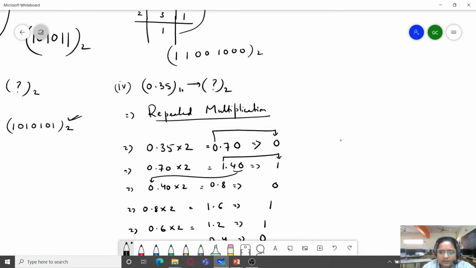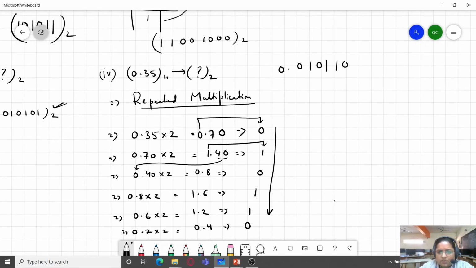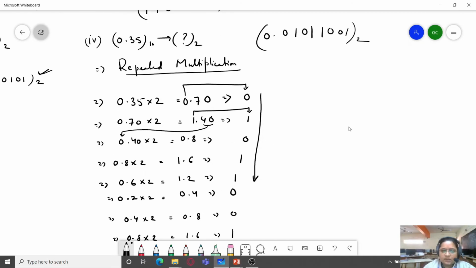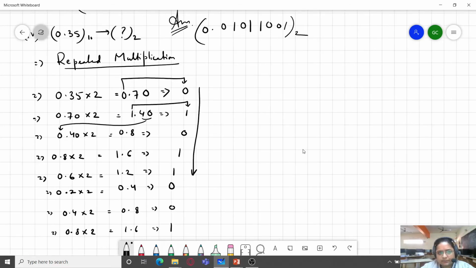So we can write the answer. Now here we will take the bits in a top to bottom fashion, that is point 0 1 0 1 1 0 0 0 1 as the digits after the decimal point. So this is the answer. There was a slight mistake in writing the answer. So this is the answer which we get.